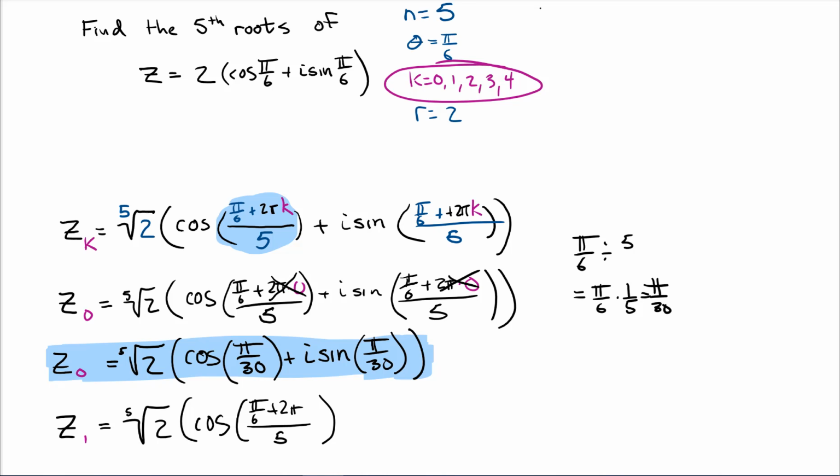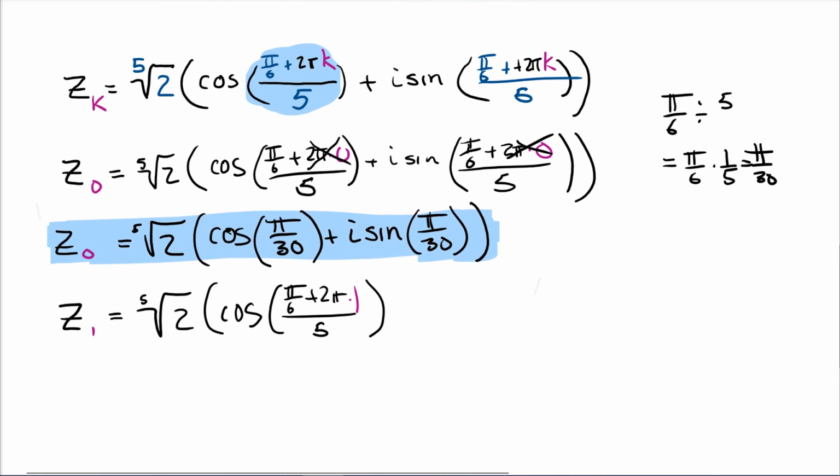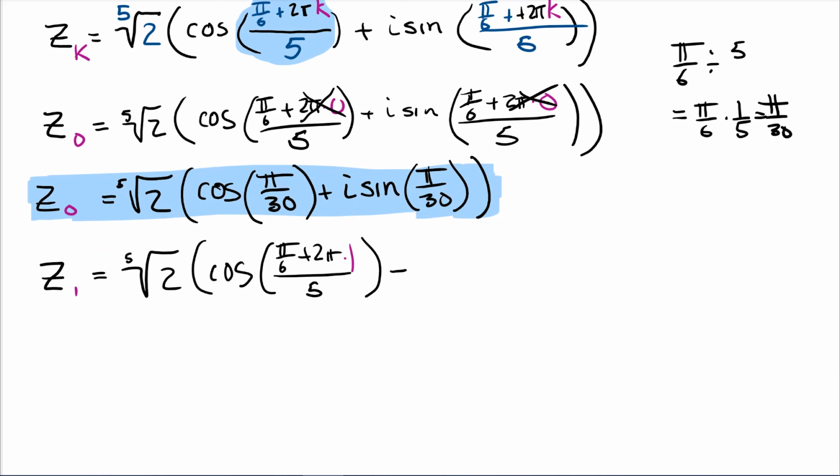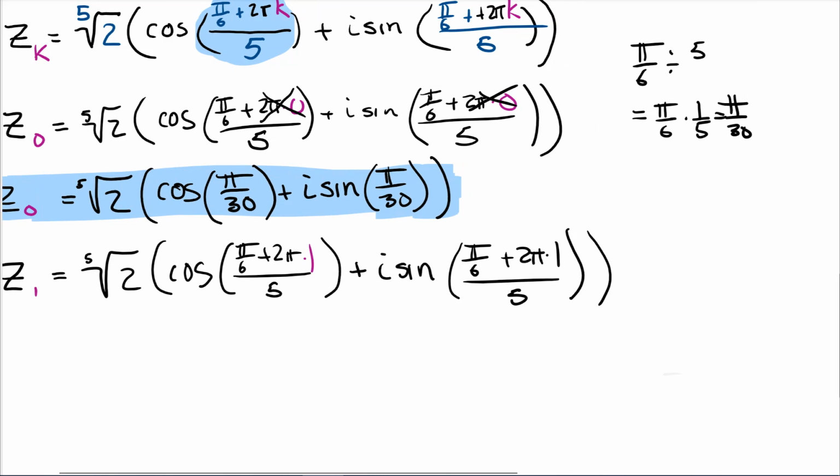And now we're multiplying by 1, so that 2 pi doesn't go away. That 2 pi does not go away, so we're going to have to be doing some work in there. Now we write the same thing. I'm not going to keep color coding though. 2 pi times 1 all over 5.